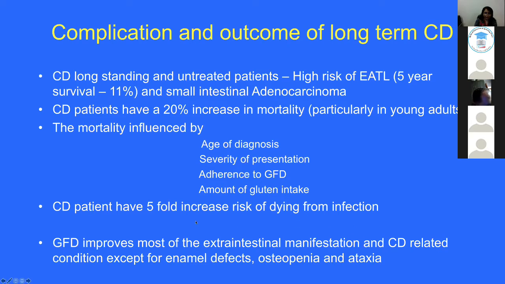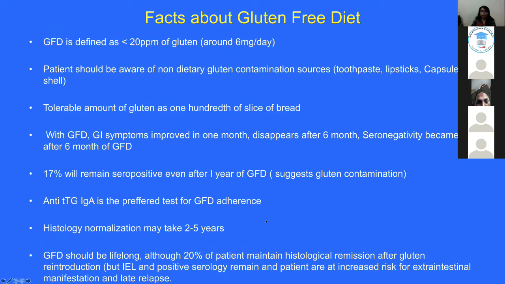A gluten-free diet improves most of the extra-intestinal manifestations in celiac disease and celiac disease-related complications, except for enamel defect, osteopenia, and ataxia. Most of the extra-intestinal features respond to a gluten-free diet. What is a gluten-free diet? When the diet contains less than 20 parts per million of gluten, that is almost 6 milligrams per day. Why am I telling this figure?